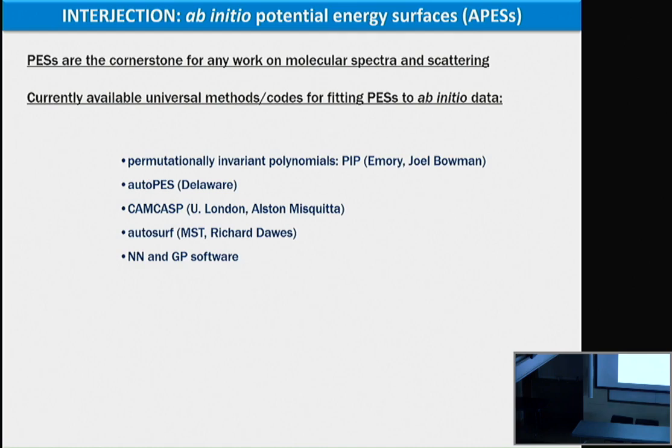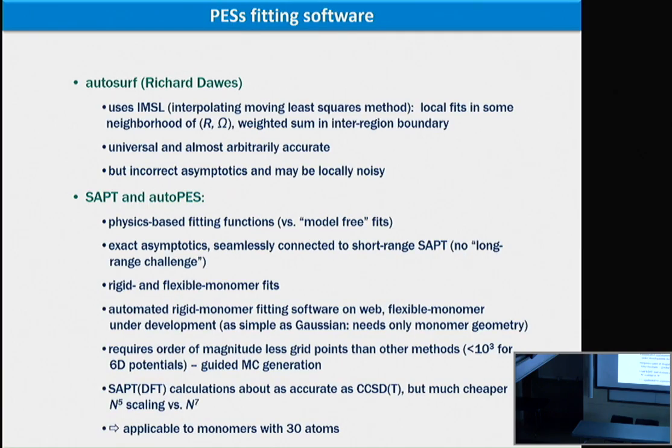One is the AutoSurf method from Missouri University of Science and Technology, developed by Richard Dawes. I will talk briefly about it. Then CAMCASP is developed by my former student Alston Misquitta. It's very similar to what we do, so I will not discuss it in detail, and I will discuss our method, which allows you to develop completely automatically potential surfaces for any molecules. In fact, very large molecules. We can do it for molecules containing like 30 atoms. I don't think any other method can do that, with rigid monomers, I have to say.